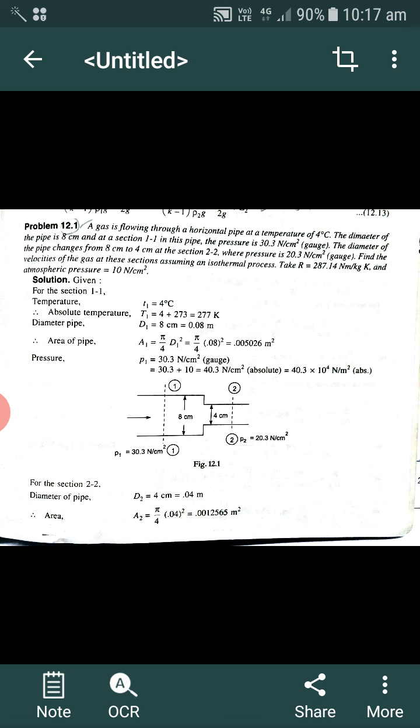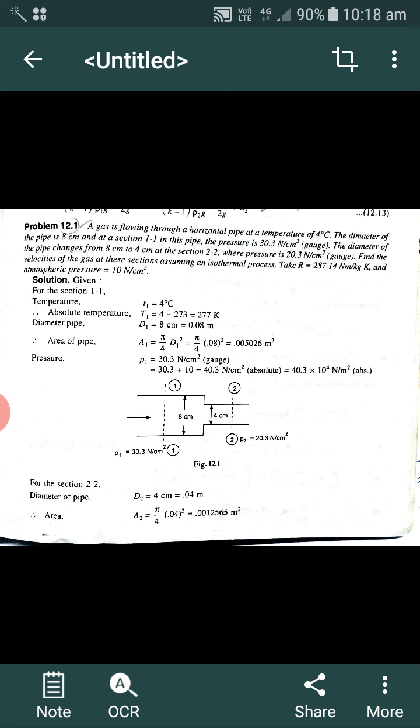See in the figure 12.1, it is clearly showing that the pipe is changing its section from 8 centimeter to 4 centimeter from section 1 to section 2. The cross section of the pipe and the diameters of sections 1 and 2 are given, and pressures are also given at sections 1 and 2. P1 is equal to 30.3 Newton per centimeter square, P2 is 20.3 Newton per centimeter square.